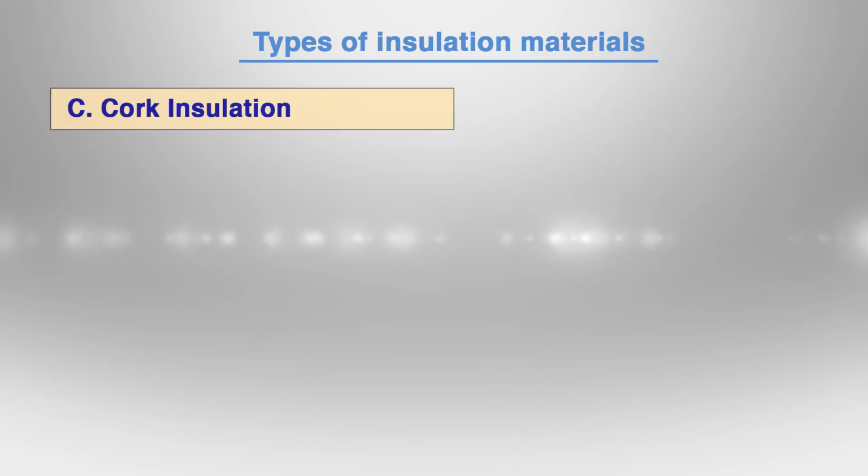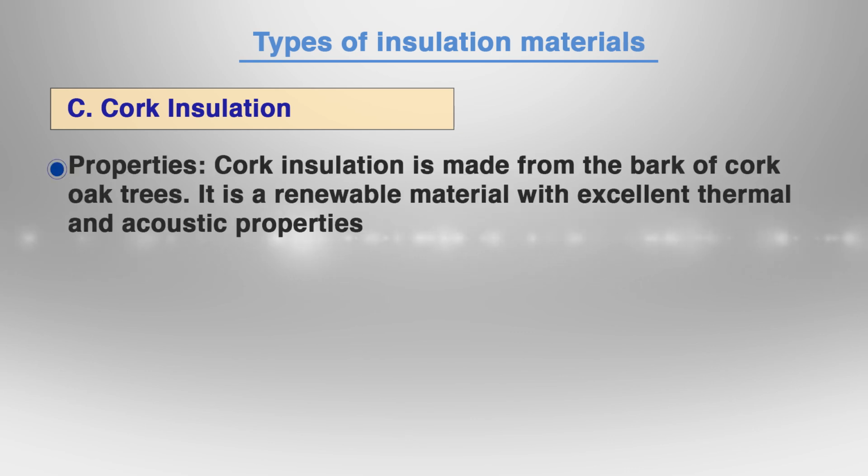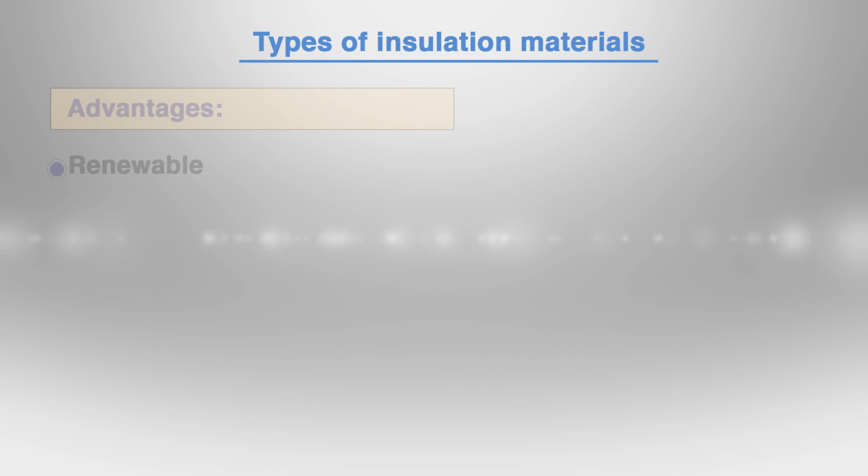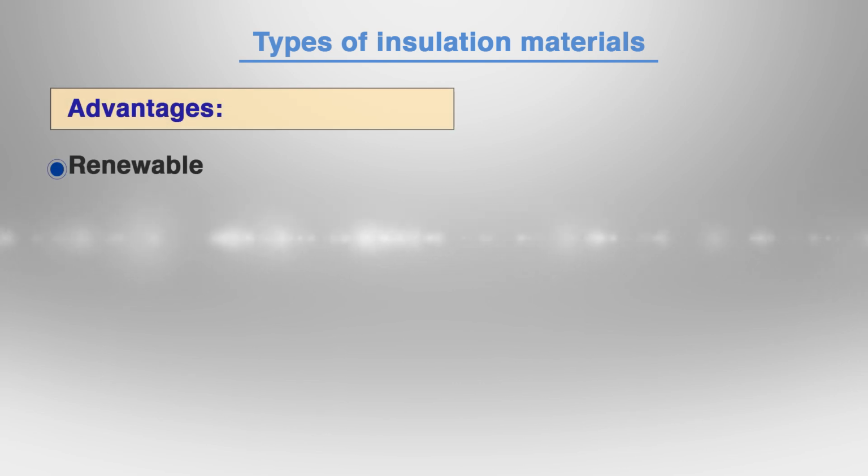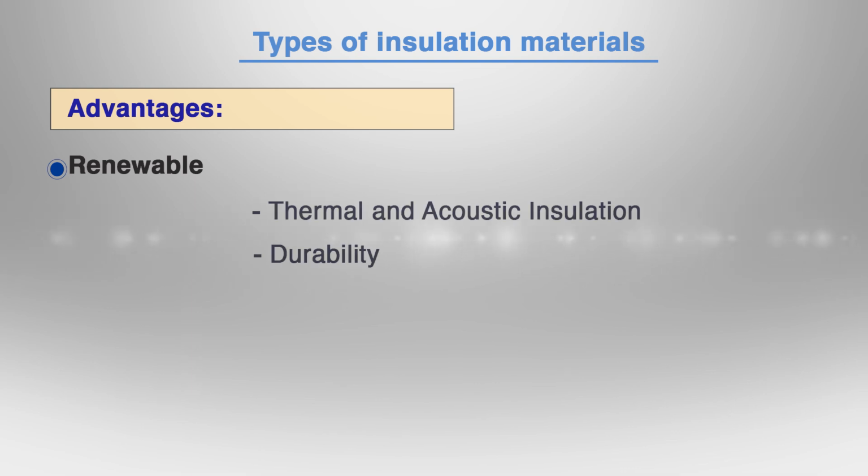Third one is cork insulation. Cork insulation has some properties. Cork insulation is made from the bark of cork oak trees. It is a renewable material with excellent thermal and acoustic properties. It has some advantages, like being renewable, harvested from cork oak trees without harming them. Thermal and acoustic insulation: it provides good thermal resistance and sound absorption.